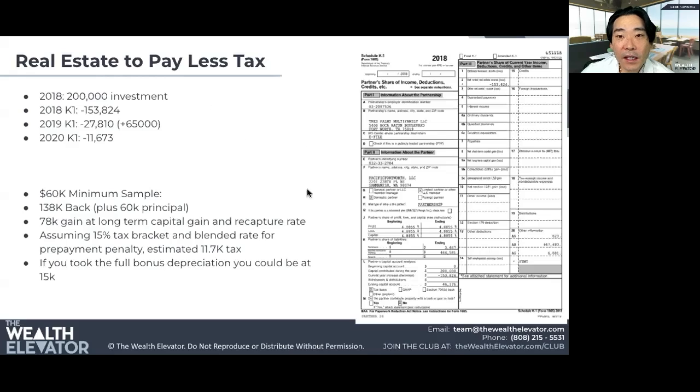And then this is just an example. Of course, all investments are different, and it all depends on the business plan too, and sometimes the age of the property. So this was a little bit of an older 1970s asset in Texas. Made a $200,000 investment here in 2018. The 2018 K1 came out to be about 75 cents on the dollar, or $153,000 of losses that first year.